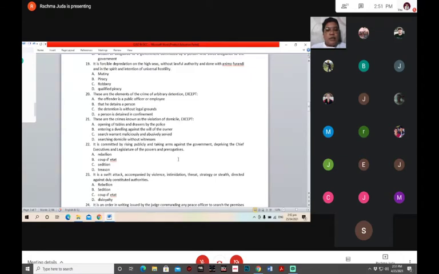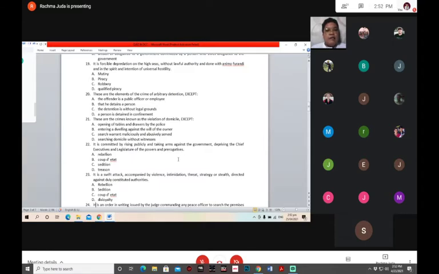Next, 21. These are the crimes known as the violation of domicile except. So, ang violation of domicile naay tulo ka porma. We have violation of domicile na plain, which is entering a dwelling against the will of the owner. We have violation of domicile na search warrant maliciously and abusively served.